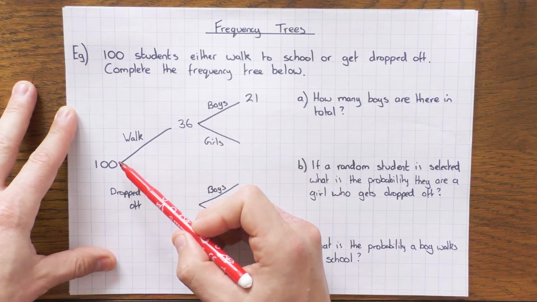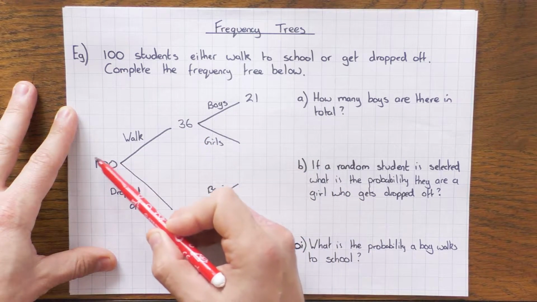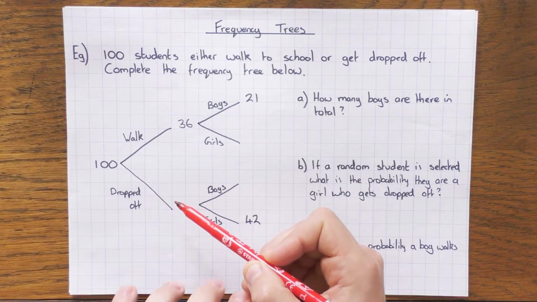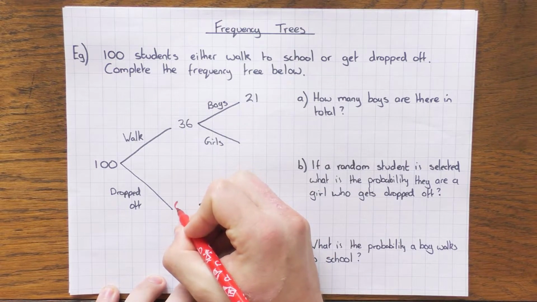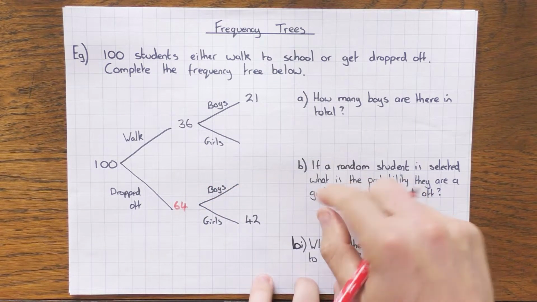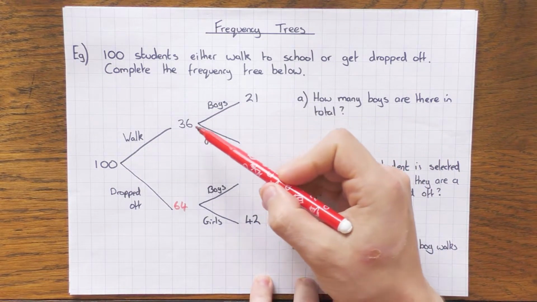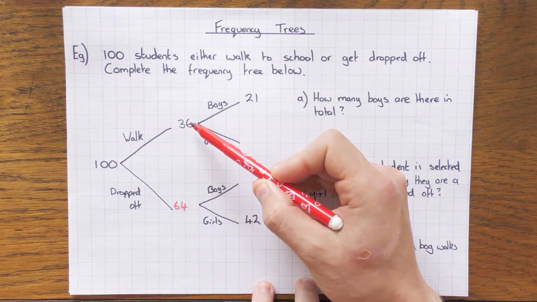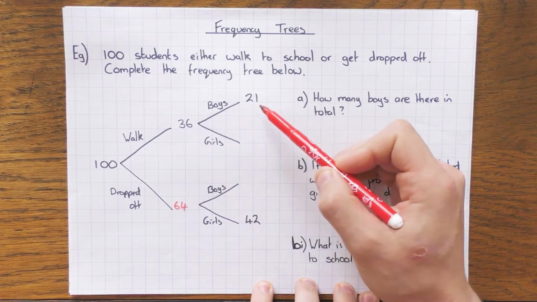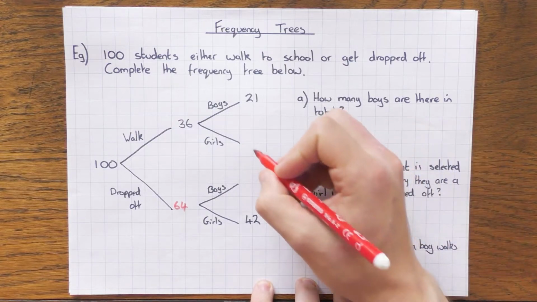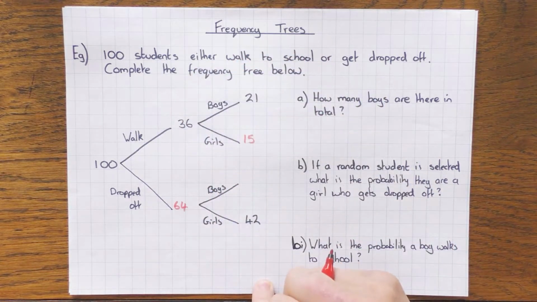So quite simply, we follow the branches, and we're told that 36 students walk to school. If there's 100 in total, to work out how many are dropped off we just do 100 take away 36, which gives us 64. These two branches should always add up to whatever that one there is. It's the same thing here. We've got 36 students who walk to school, 21 are boys, so how many are girls? We'll just do 36 take away 21, which will be 15. And again, these two branches will add up to where they meet there.